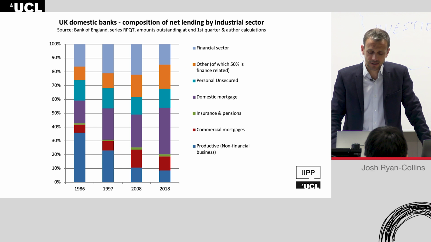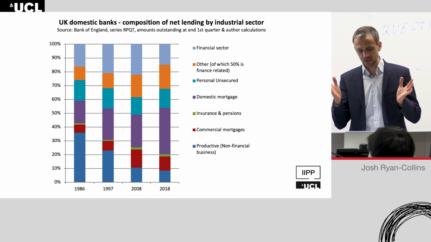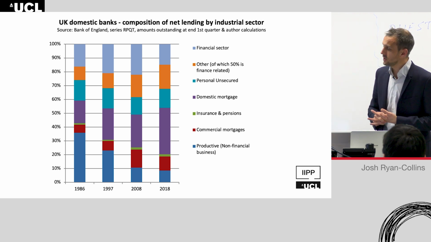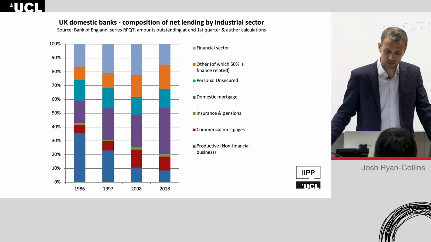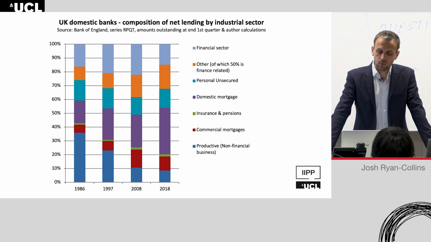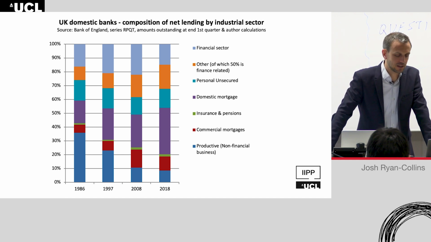And this is borne out in the data. This shows UK domestic banks, the composition of net lending by broad industrial sector at 4 points in time since 1986. And what you see there is that back in 1986, almost 40% of all bank lending was supporting, this is the UK, it's UK banks only, was supporting non-financial firms, the real economy. But by 2018, this had fallen to less than 10%. So now less than 10% of all UK bank loans in this country actually supports non-financial firms. So that sort of textbook story of what the banking sector does is no longer true.